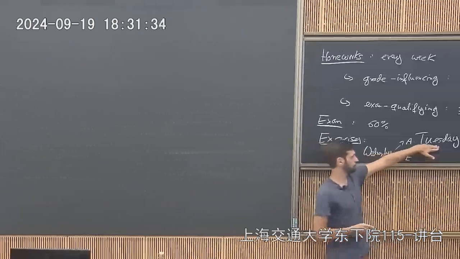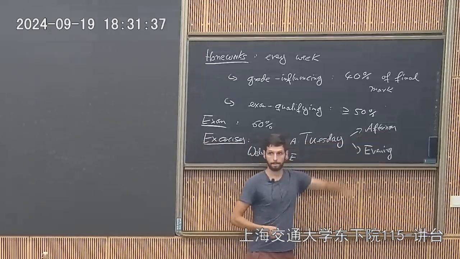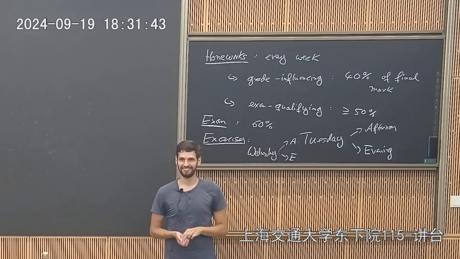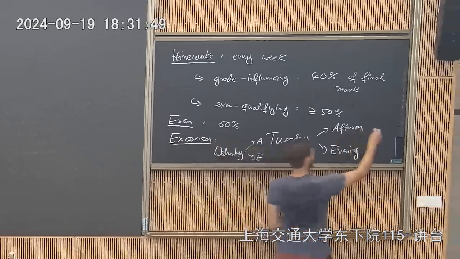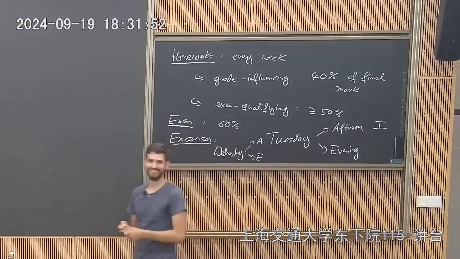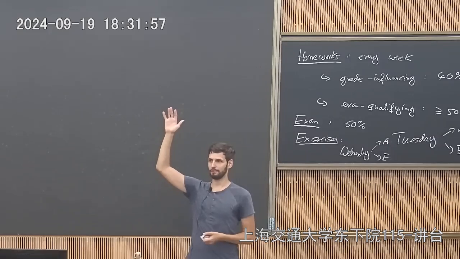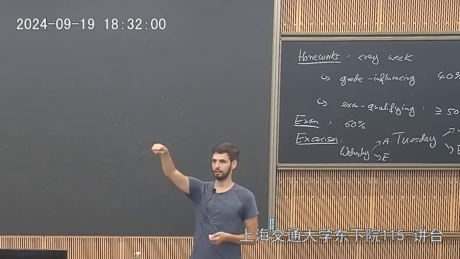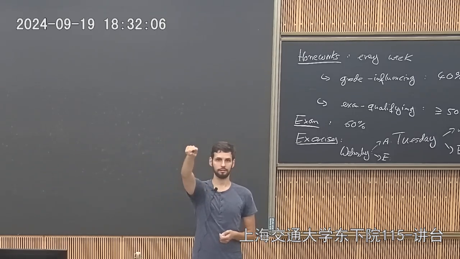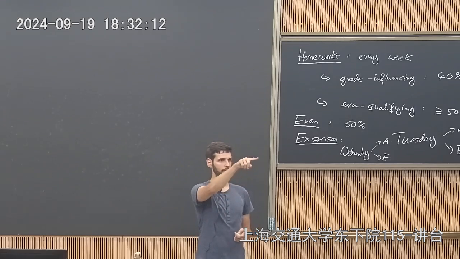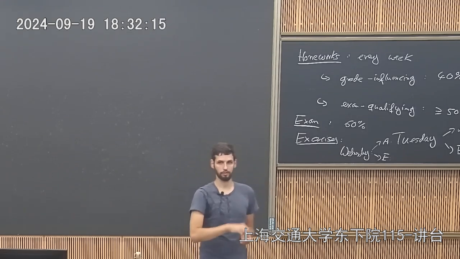So who has time on Tuesday afternoon? Only one? Okay, just raise your hand if you have Tuesday afternoon. Okay, it's only one. Who has time Tuesday evening? Just raise your hand clearly, then it's better for me. 1, 2, 3, 4, 5, 6, 7, 8, 9, 10, 11. Okay.